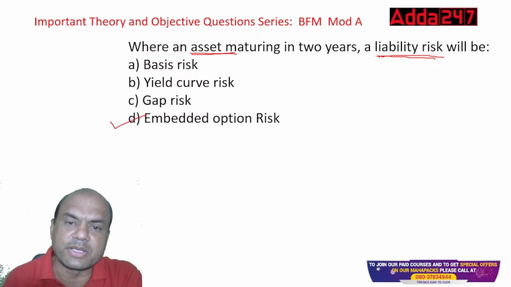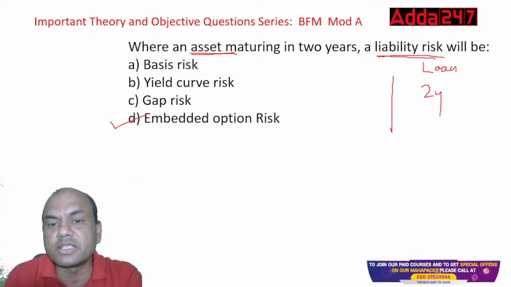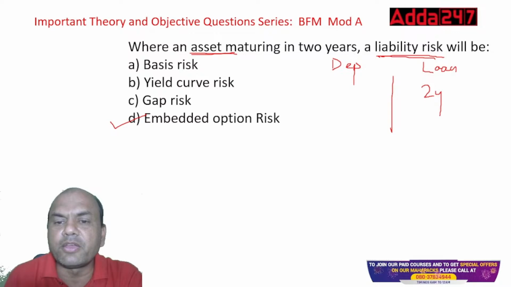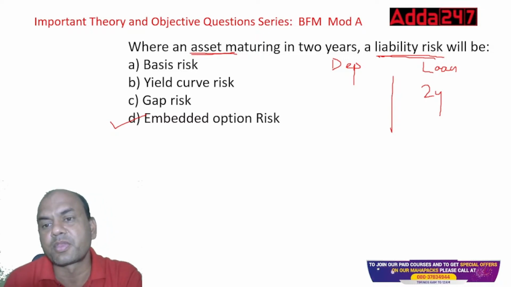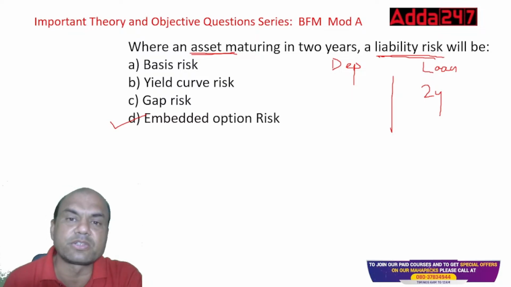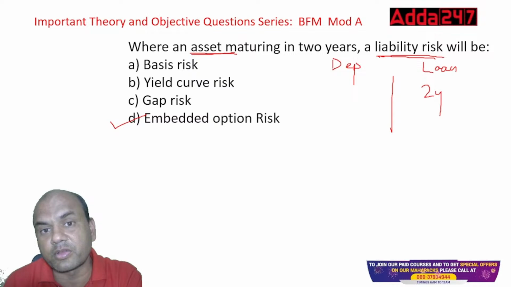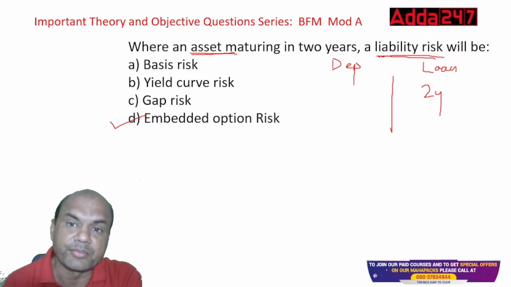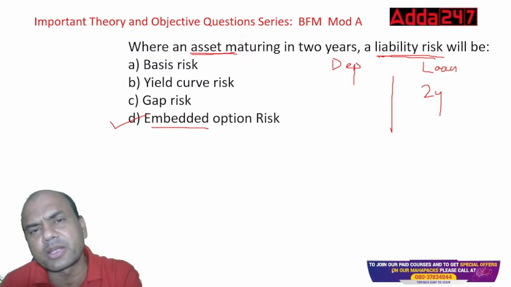See here, if this asset, a loan, is maturing in 2 years, I have to fund this loan for those 2 years. So I have to see to it that I have sufficient deposits for this loan. But if these deposits get matured, if an FD gets matured and there is a withdrawal, will I get an FD of the same amount afterwards, at the same rate? That is known as embedded option risk. Embedded means it can be withdrawn anytime.